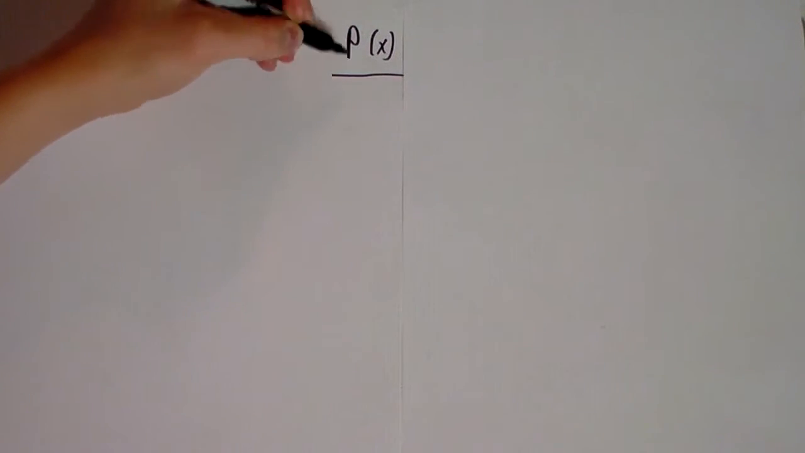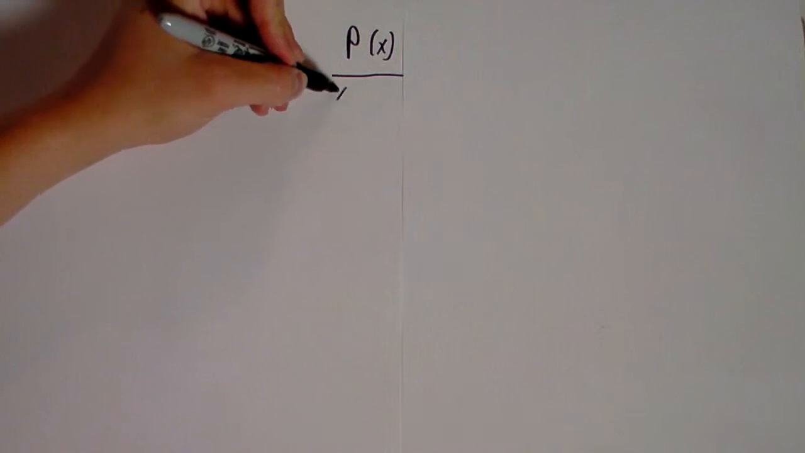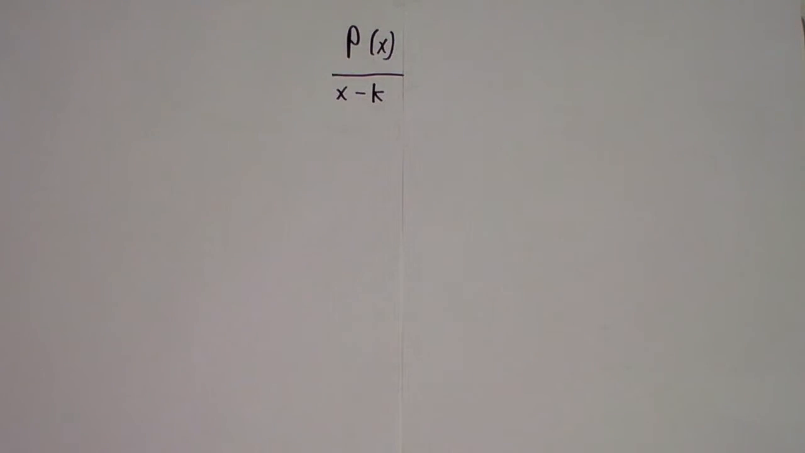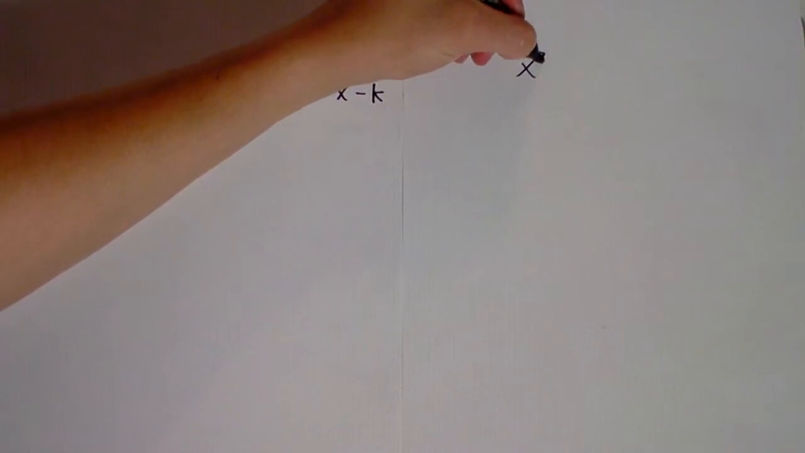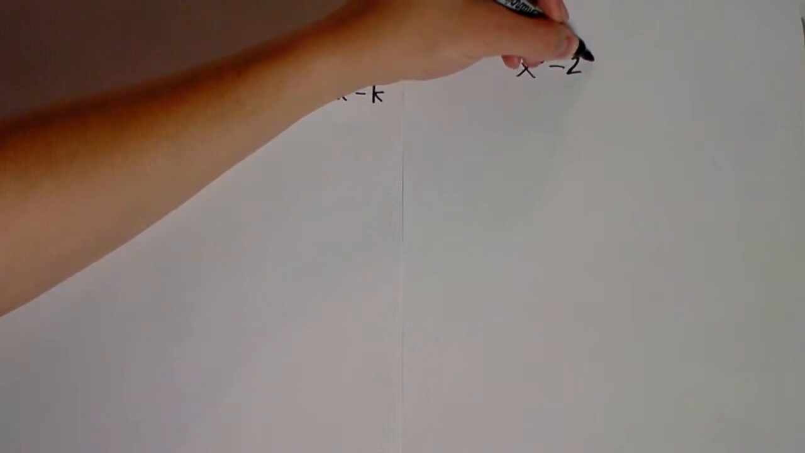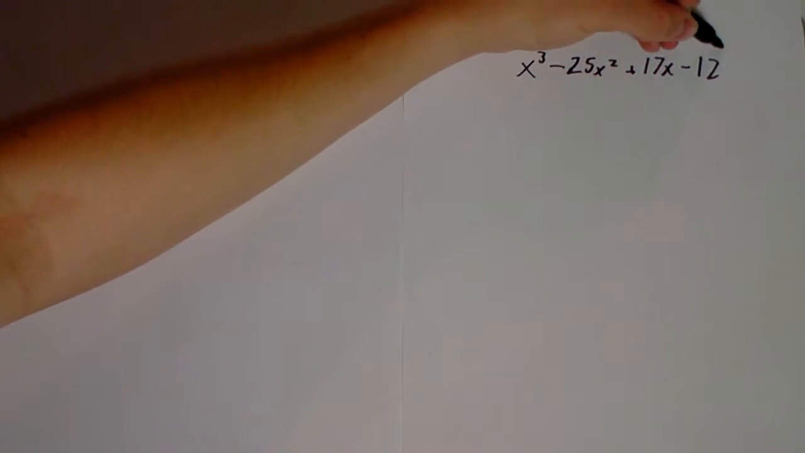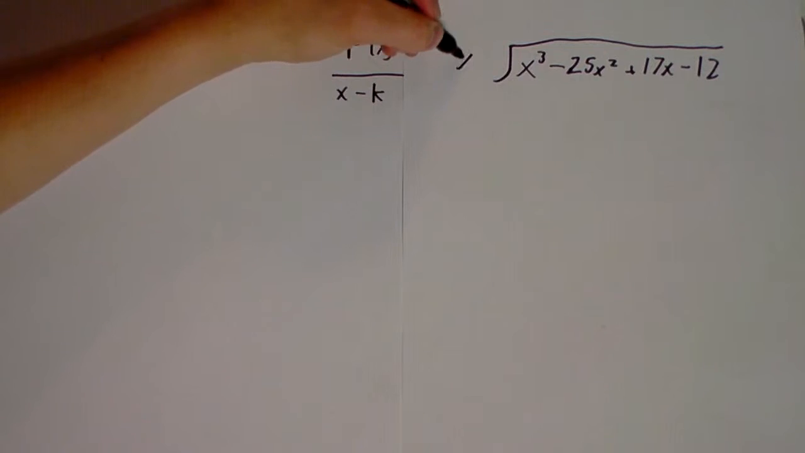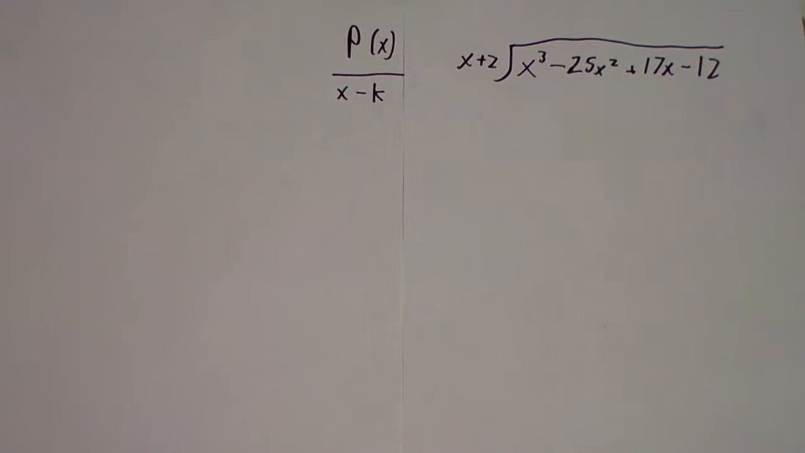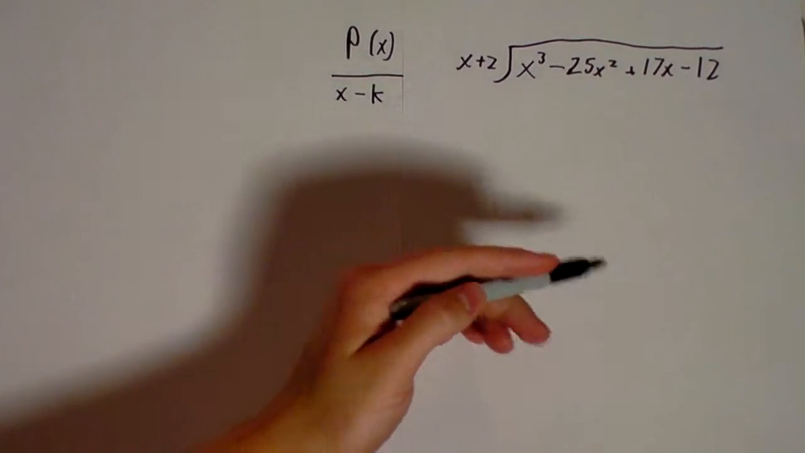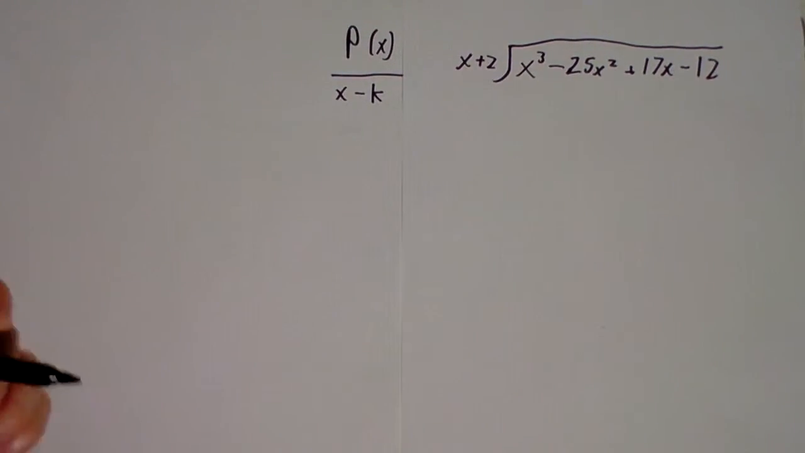First of all, what's the definition of synthetic division? Where does it come from? It comes from when we have a problem like this, where we want to take a polynomial in x and divide it by a binomial in the form x minus k. For example, x cubed minus 25x squared plus 17x minus 12. And we might have to divide that by x plus 2, right? Now, we could do this with long division, but synthetic division gives us a much faster way to do it.